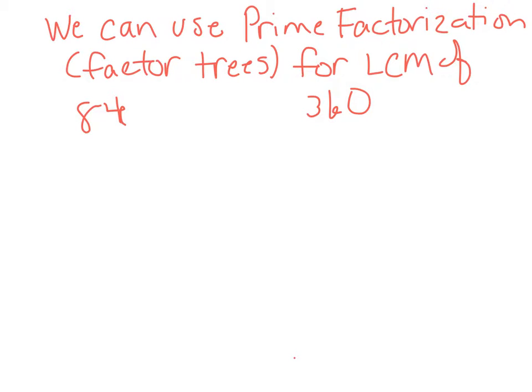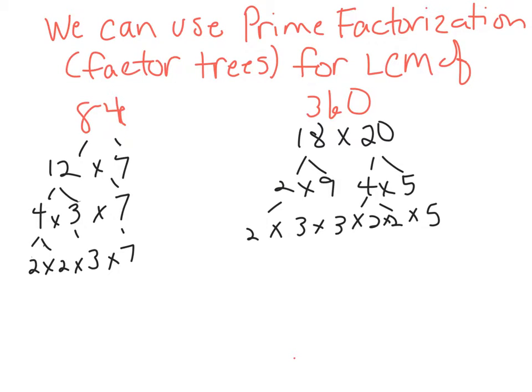So we can use prime factorization, or what I've been calling factor trees, to find the LCM, least common multiple, of 84 and 360. So when I do my factor trees, I have 84, that's 12 times 7. 12 breaks down to 4 times 3 times 7, and then in the end, I end up with 2 times 2 times 3 times 7. Over here, I had 360. That's 18 times 20. 18 breaks down to 2 times 9, 20 breaks down to 4 times 5, and we have 2 times 3 times 3 times 2 times 2 times 5.